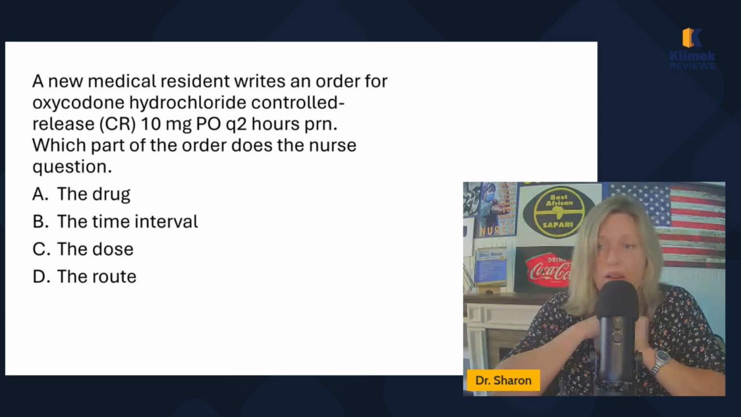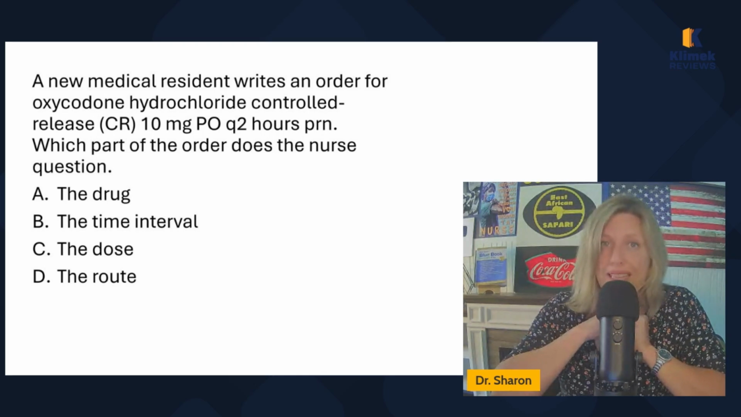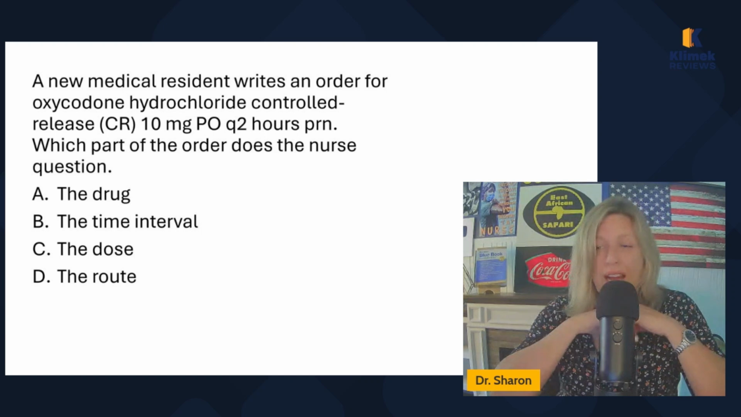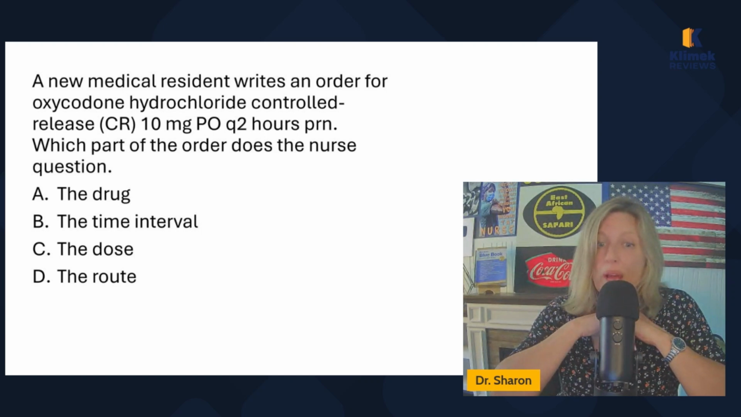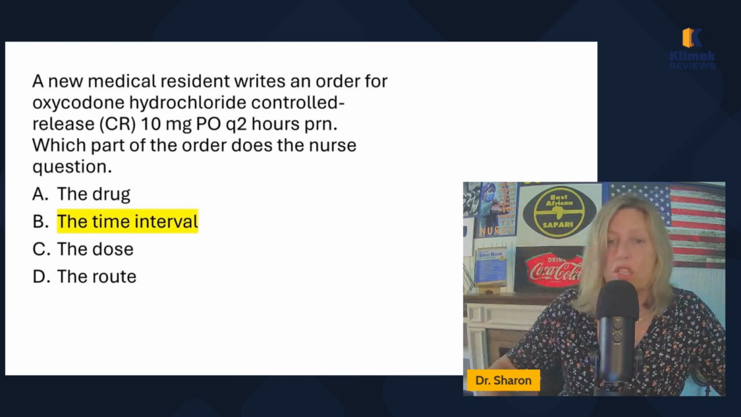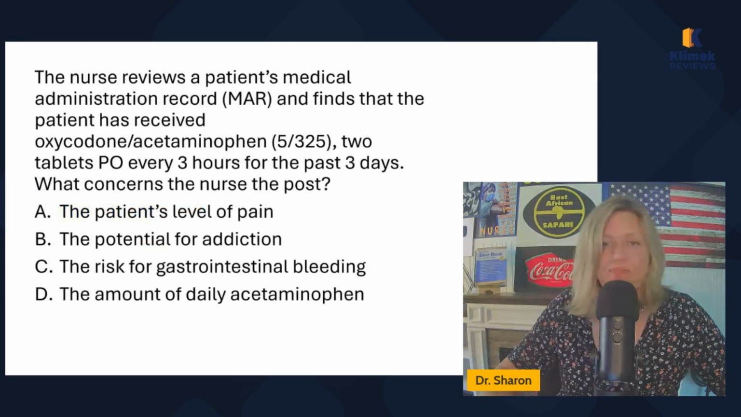Q2, PRN. Okay. Now, controlled release is usually about every 12 hours. Usually the most frequent is every 12 hours. Sometimes it's every 24. I don't know specifically about this drug, but I know Q2 hours is way too often for a controlled release drug. So I have to question the time interval.